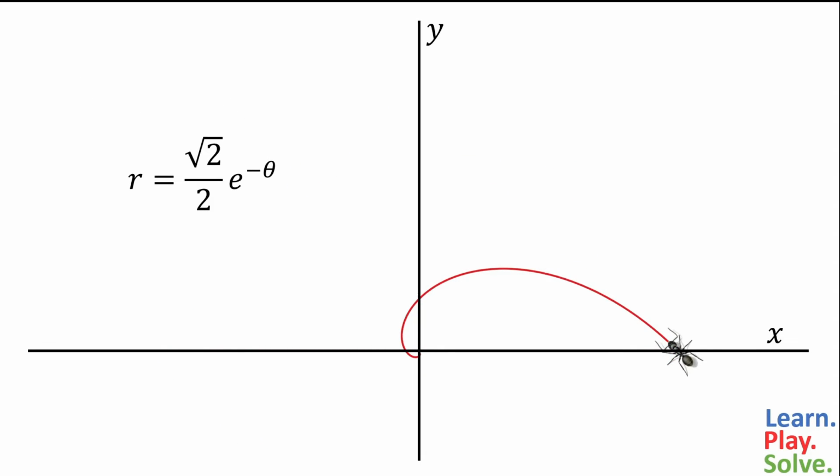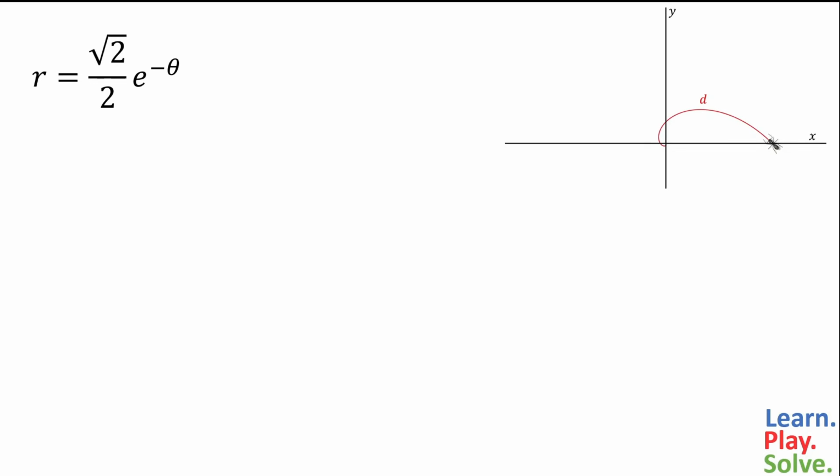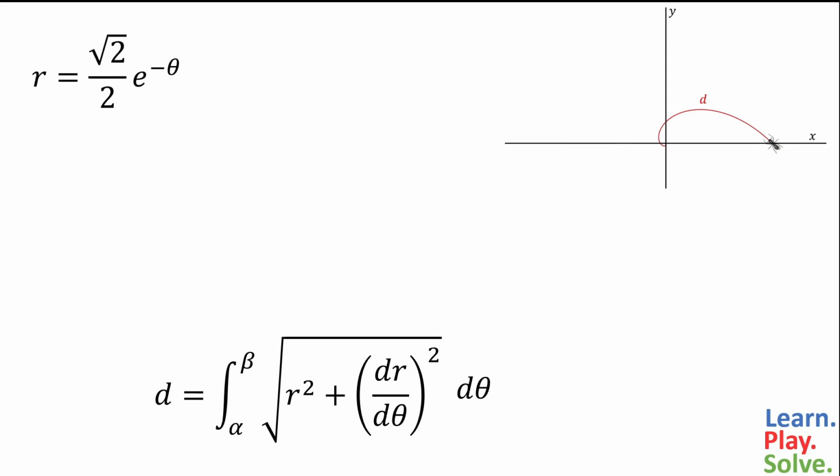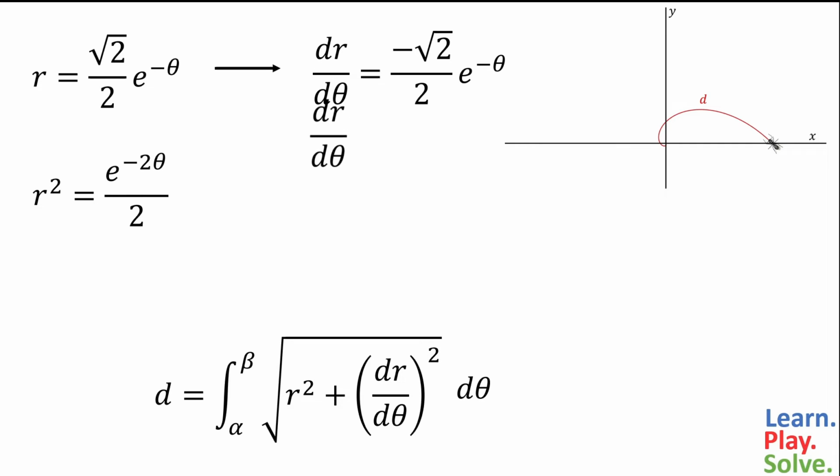We ultimately want to know the distance traveled by that ant, or the length of this curve. The arc length of any polar curve can be found using this formula. We can see that we will need dr d theta. This is negative root 2 over 2 times e to the negative theta. We also need to square both of these functions for the formula. R squared will give us this, and the derivative squared will give us this.